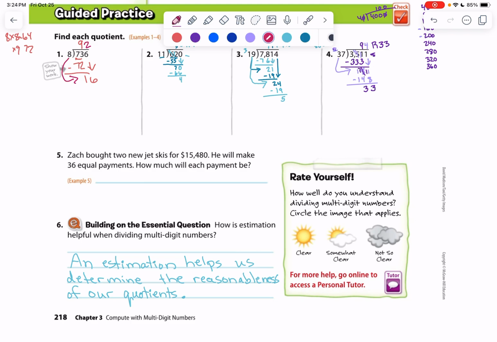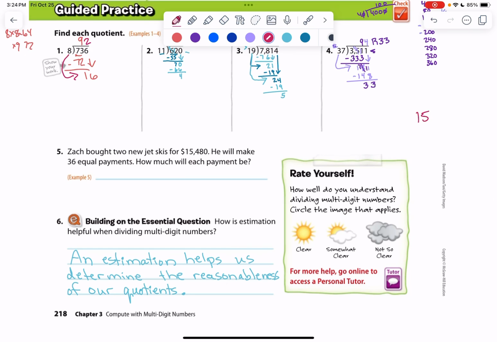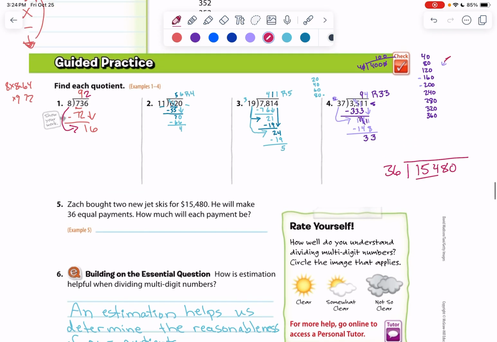Okay, so it's 15,480 divided by 36 equal payments. 36. How many years would that be? There's 12 months in a year, 36 payments. He's going to pay on these suckers for 3 years. Okay, so 36. I can't make a group of 36 out of 15. I can make a group of 36 out of 154. And didn't we just skip count by 40s? So let's just use it.